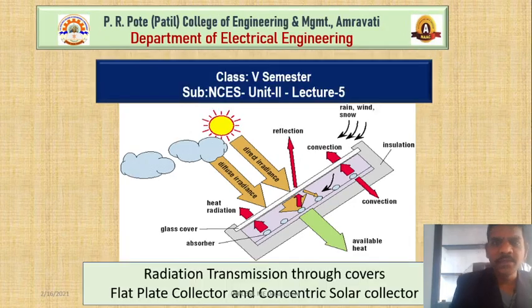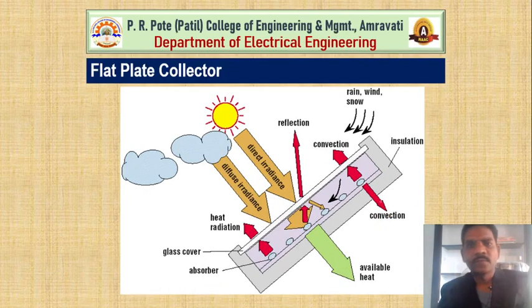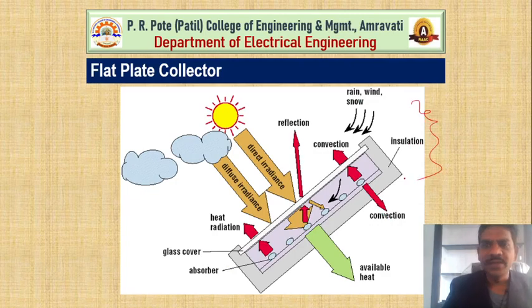Myself, Professor PB Ingde, and today we have to start lecture number 5 of the subject NCS. Okay, lecture number 5, subject NCS, and what is unit number 2? Radiation transmission through a cover, flat plate collector and concentric solar collectors. So this is the design of the flat plate collectors.